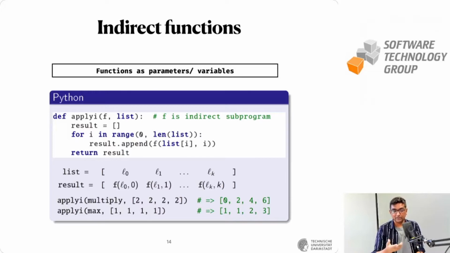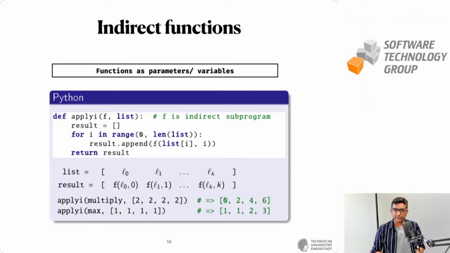A couple of actual instances of such invocations where you can see why it's useful. So if you call applyI with multiply and provide the list 2, 2, 2, 2, what it's going to do is essentially create a result list which is going to apply multiply on each of these parameters along with the offset. So the first result would be 2 multiplied by 0, 0, 2 multiplied by 1, which is 2, 2 multiplied by 2, which is 4, and finally 6.